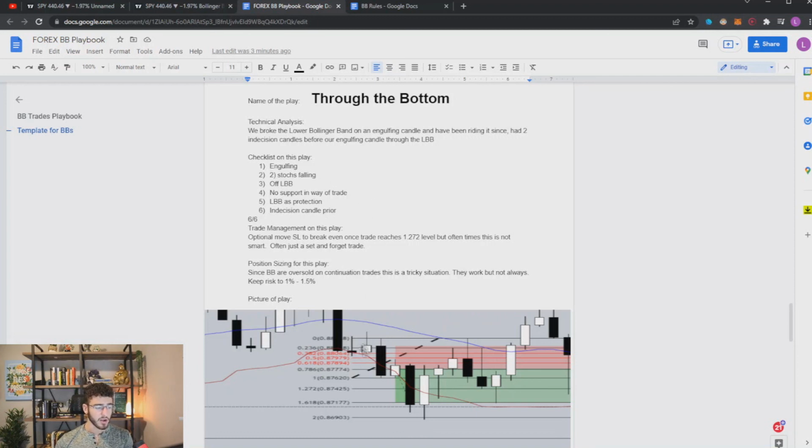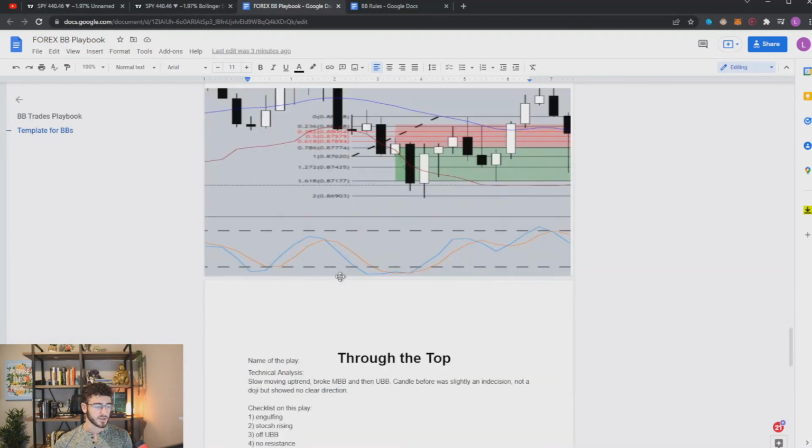Indecision candle prior. Engulfing candlestick through the lower Bollinger Band. Entry at the 78.6. Stop loss at the 23.6. Take profit at the 161.8. You guys see this is very, very mechanical. It's the same thing over and over again. Same trade management, same position sizing.